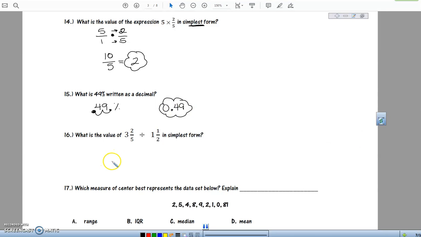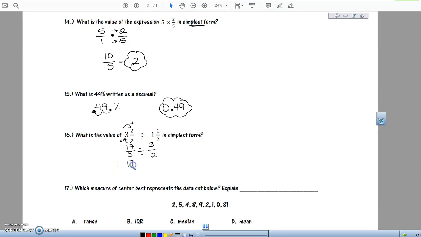Okay, 16 is a keep, change, flip. So I'm going to keep my 5s. We can't keep, change, flip until they are in improper form. So I'm going to multiply, add. When I multiply, I get 15 plus 2 is 17. 2 times 1 is 2 plus 1 is 3.